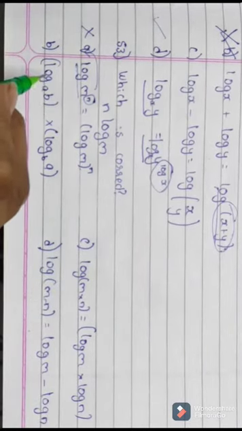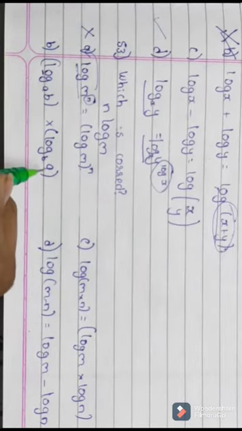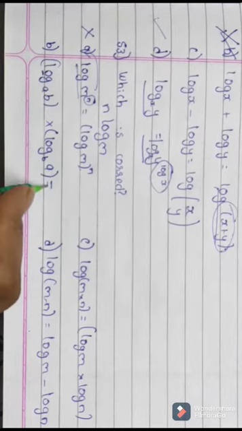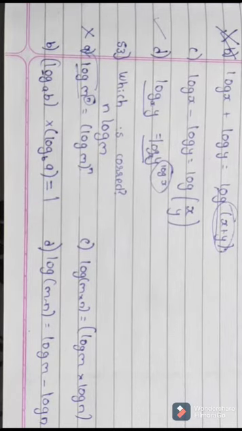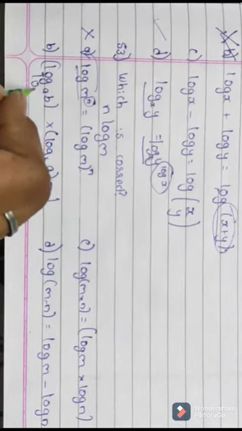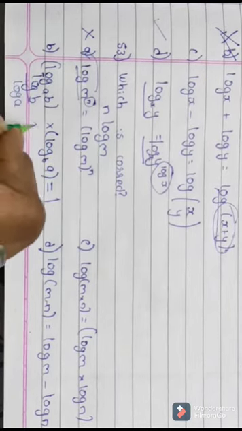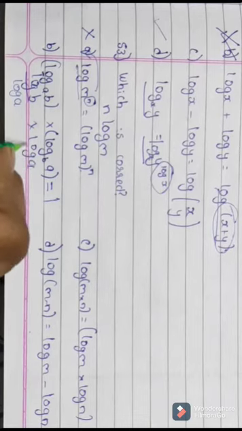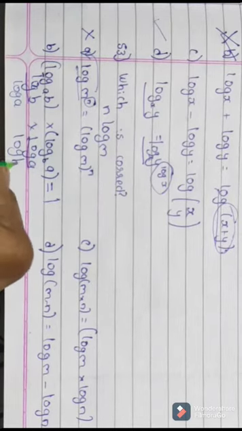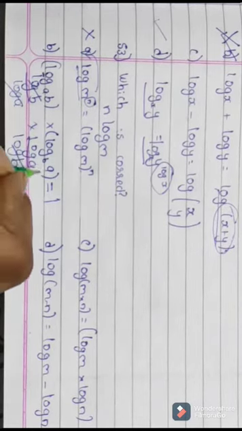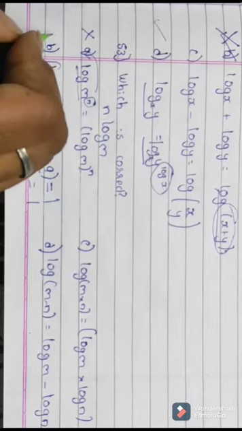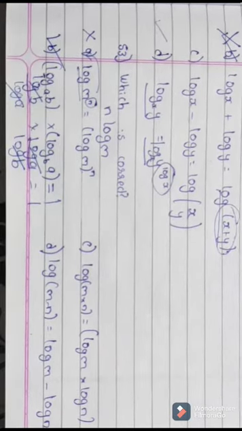Option B says that log b to the base a into log a to the base b is equal to 1. If we use the change of base property, that is log b upon log a into log a upon log b, then these 4 terms will get cut and the answer will be 1. So this statement is correct.